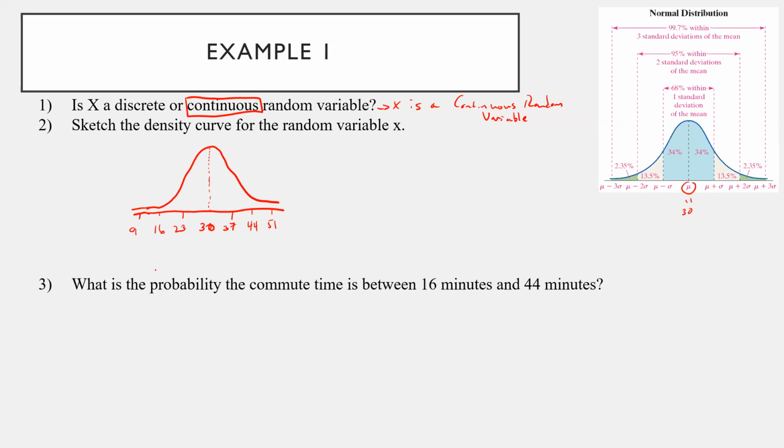All right. So now here's the question. What is the probability the commute time is between 16 minutes and 44 minutes? I'm just asking that commute time on that random student is somewhere between 16 and 44 minutes. So the way you're going to solve these problems, the first thing you're always going to do, you're going to follow these steps. You're going to do 1, you're going to write the probability statement.